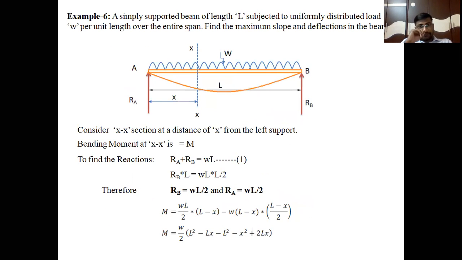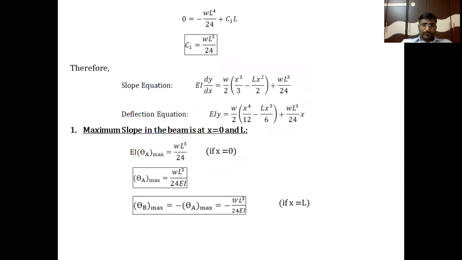The question in the problem is to find the maximum slope and deflection. So where do the maximum slope and deflection occur? Maximum slope occurs at the supports, maximum deflection occurs at the center. So you have to find the slope at the end points and the deflection at the center point. Maximum slope and deflection. So first of all, you find the slopes.